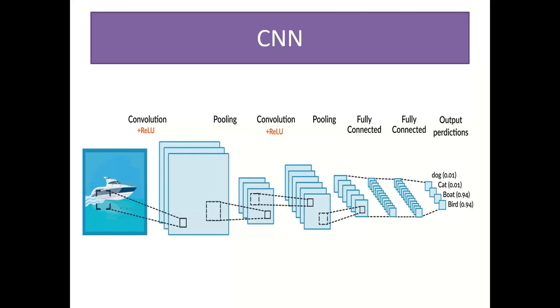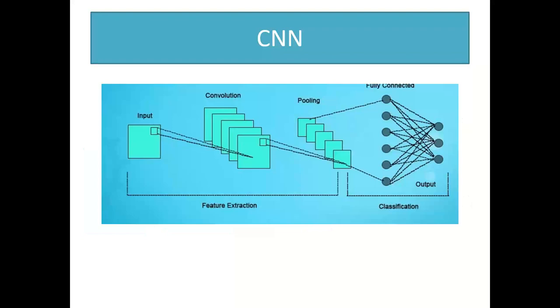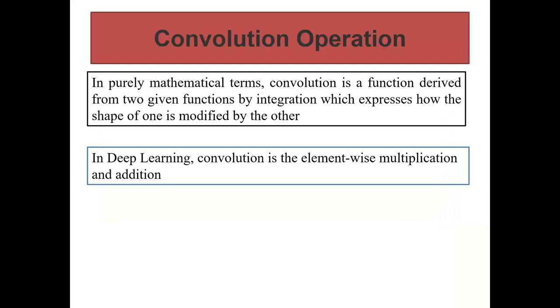Let us discuss the purpose of convolution and pooling. Convolution plus pooling is called feature extraction. The feature extraction task is handled automatically in the CNN. How it happens, we are going to discuss, with the help of gradient boosting and backpropagation. Now let us discuss what exactly the convolutional operation is.